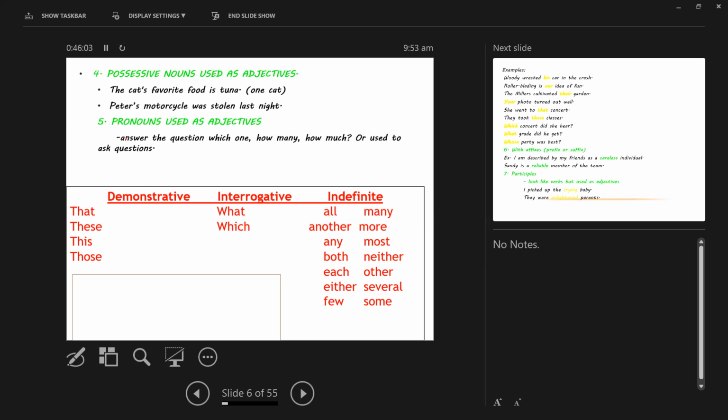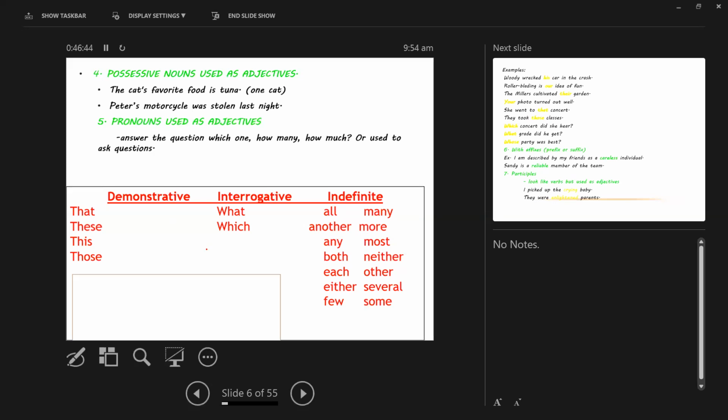Pronouns are words that replace, or serve as an alternative for, the subject or the proper noun. So, they answer the question, which one? How many? How much? Okay, so we have different kinds of pronouns as adjectives. Demonstrative, like I discussed earlier already: that, these, this, those.